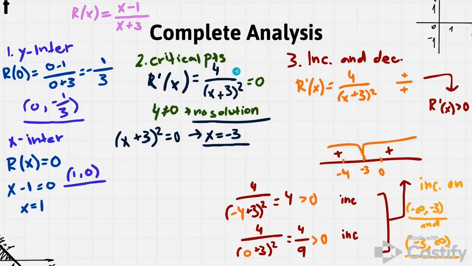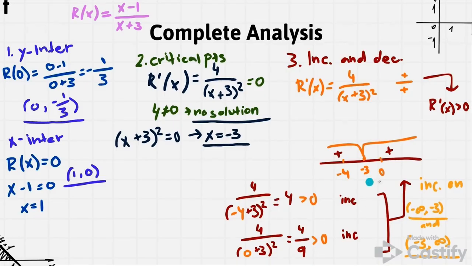For the critical points, I set r prime equal to 0, and because there is no solution, there are no critical points. Also, setting the denominator equal to 0 simply gives us the vertical asymptote, and it's not an extremum. Now for increasing and decreasing, looking at r prime, both numerator and denominator are positive, so that means r prime is greater than 0.